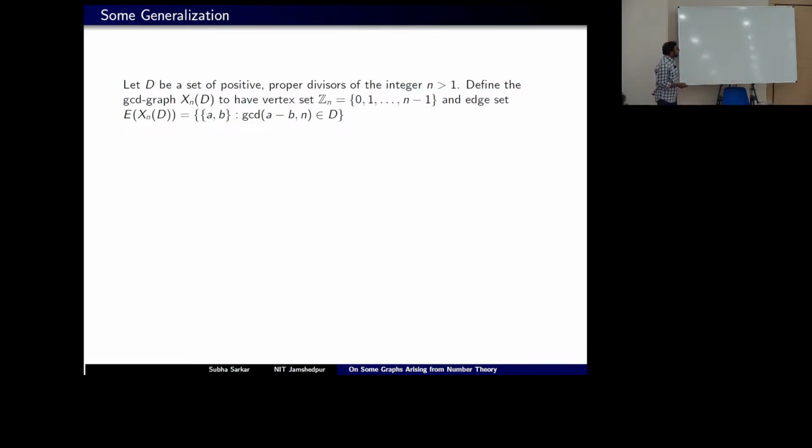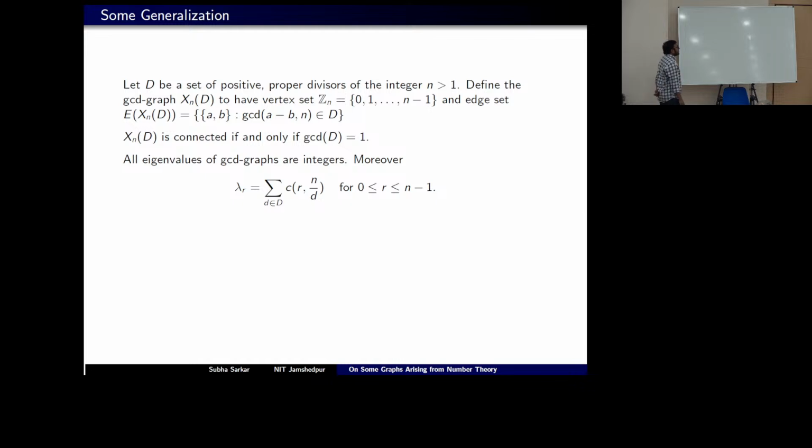And we know that this is connected if and only if the GCD of all the elements of D must be equal to 1. And also the eigenvalues of the GCD graph are given by this sum of Ramanujan sums, so they are also integer values.